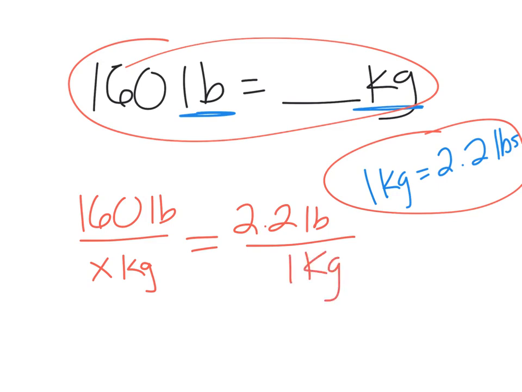So when I go to solve this, I'm going to cross multiply. 1 times 160 is 160. Then 160 divided by 2.2 would still give me 72.7. And how you round that off, if you did that in your calculator just now, it's 72.727272 repeating.